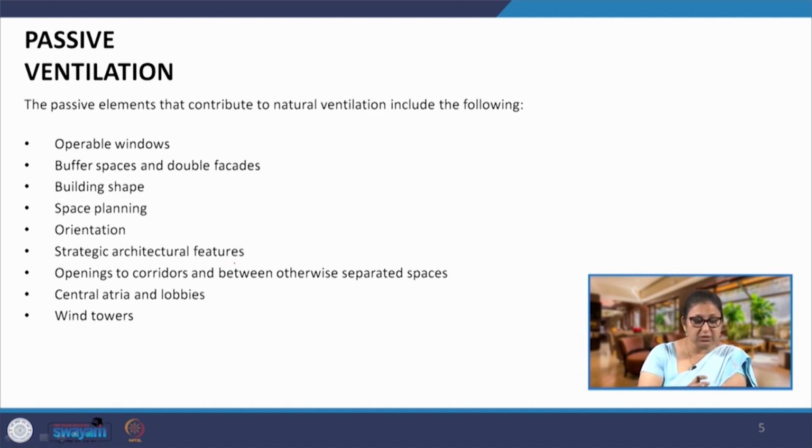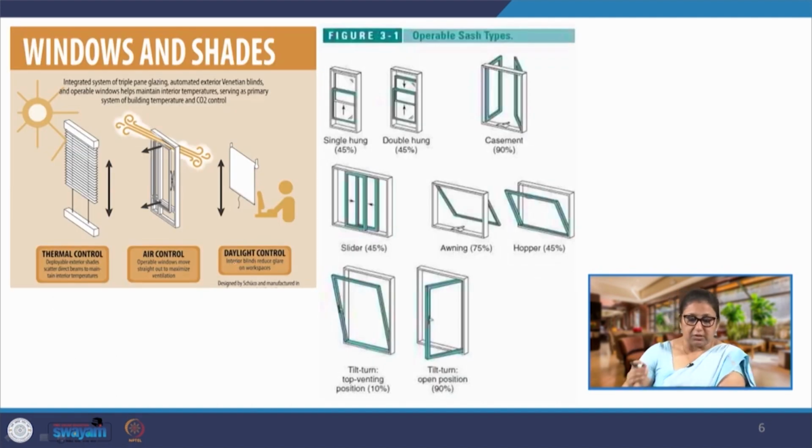So, today we are going to quickly look at the operable windows, buffer spaces and double facades. Building shape, space planning and orientation is something that we have already seen in the second lecture of this week. We will quickly go through it over again, how it aids in facilitating natural ventilation. Then strategic architectural features, openings into corridors, central atrium. This also we have seen when we were discussing courtyard and how it facilitates the ventilation. It kind of induces the ventilation in the building, and wind towers also we have seen. Now, the first and the most important element which facilitates natural ventilation is windows and shades.